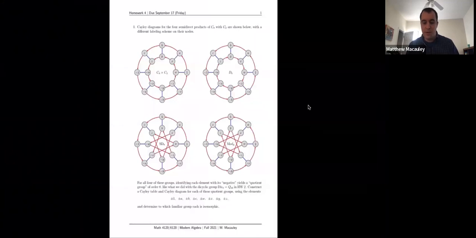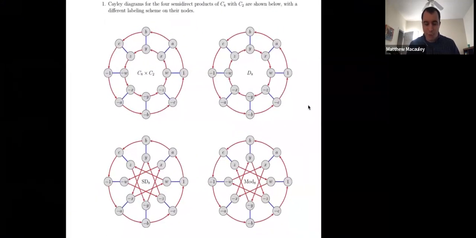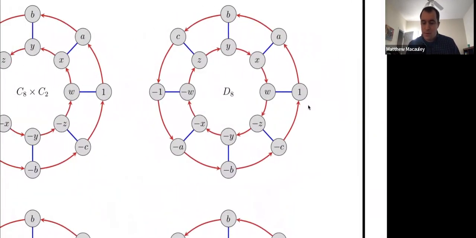Here's one I really like. Here are these four groups that I told you about before that have this cyclic index 2 subgroup. And look how I label these nodes. I call this 1, A, B, C, and then negative A, negative B, negative C, and then the same with X, Y, Z, negative X, negative Y, negative Z.